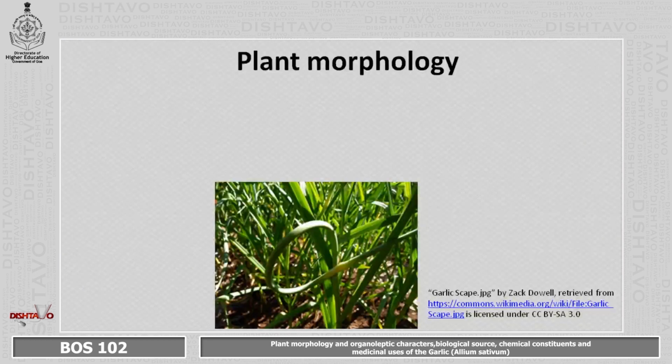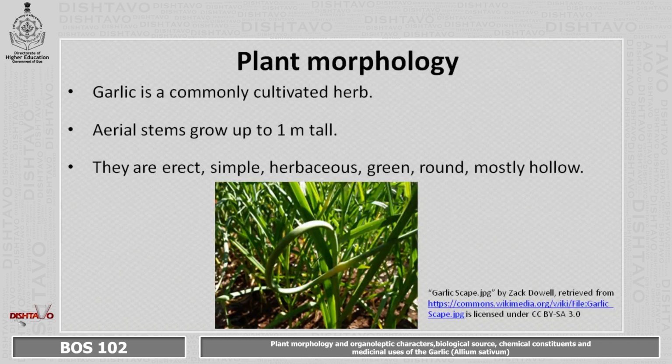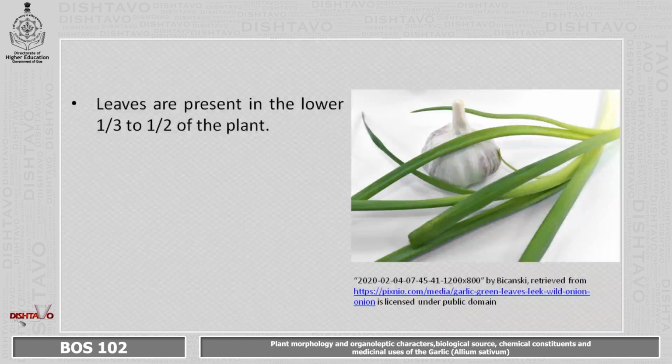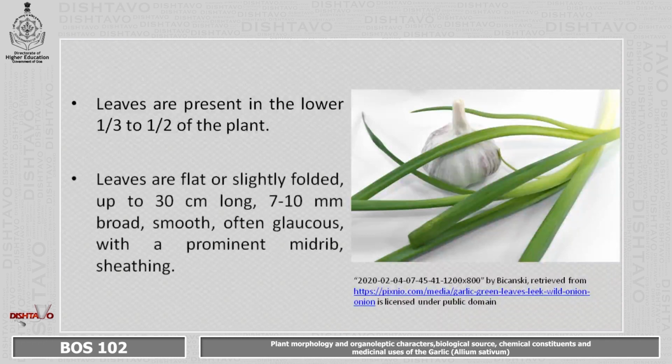The plant morphology. Garlic is a commonly cultivated herb. Its aerial stems grow up to 1 meter tall. They are erect, simple, herbaceous, green, round and mostly hollow. The leaves are present in the lower one-third to half of the plant. Leaves are flat, slightly folded, up to 30 cm long and 7 to 10 mm broad. The leaves are smooth, often glaucous, with a prominent midrib and a sheathing base.